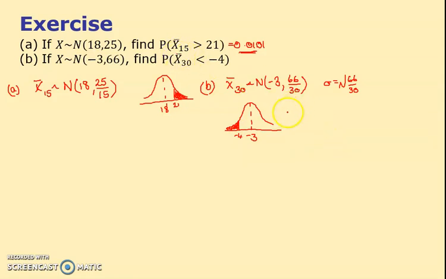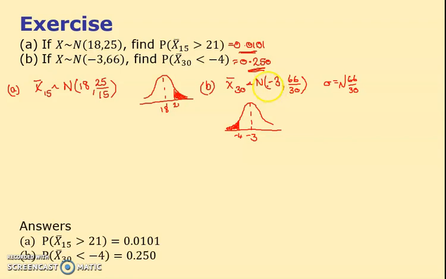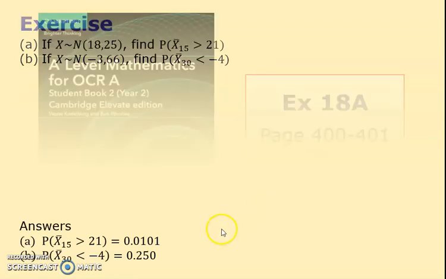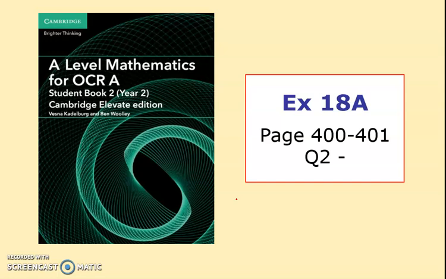So therefore, I'm going to type in my lower value now is minus infinity, minus 9999. My upper is minus 4. My sigma is the square root of 66 divided by 30, close brackets. And my mean is minus 3. According to my calculator, it says 0.250. Let's see. Yes, they're both right. Good. There you go. Very quickly got through that.